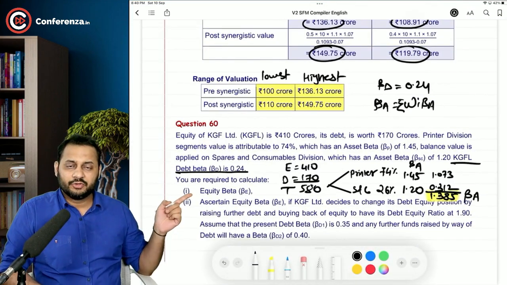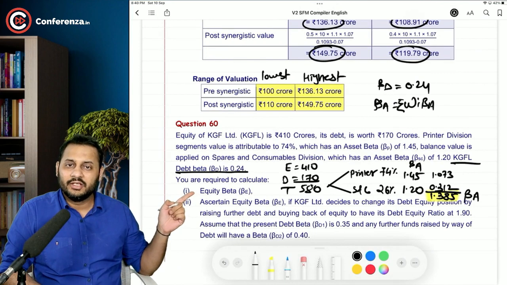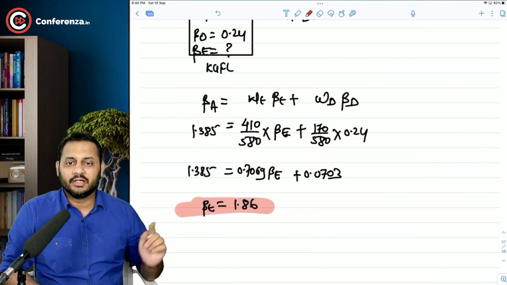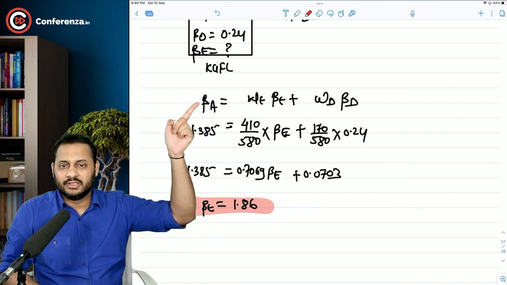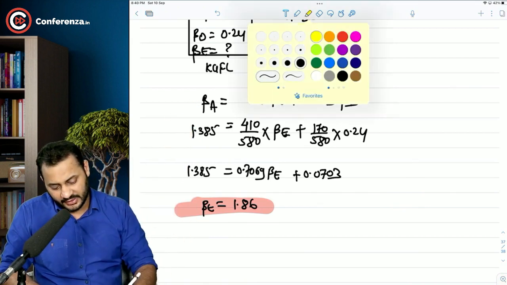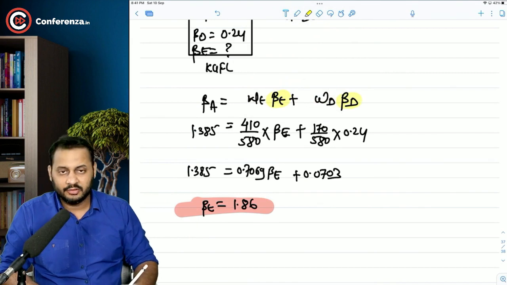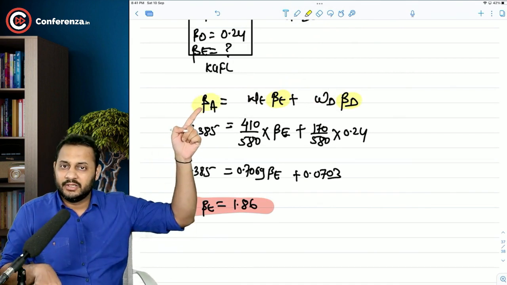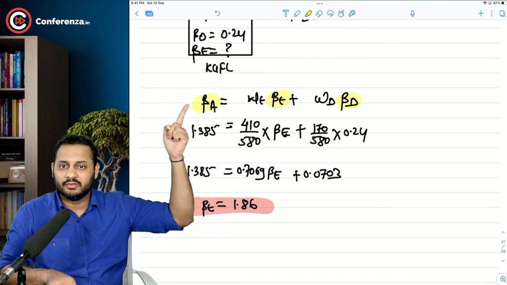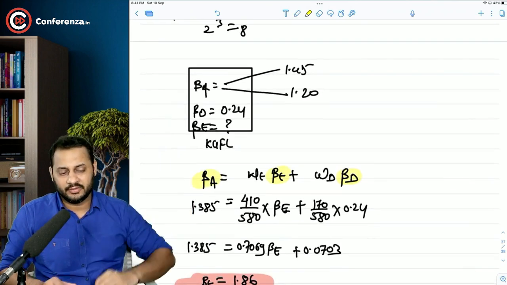The very first question that it is asking is to calculate the equity beta. Equity beta can be calculated as 1.86 like this. Beta of the asset is the weighted average of equity and debt. So we need 3. In order to calculate the equity beta, we need beta of the asset. Beta of the debt is already given. Beta of the asset is calculated from the weighted average.